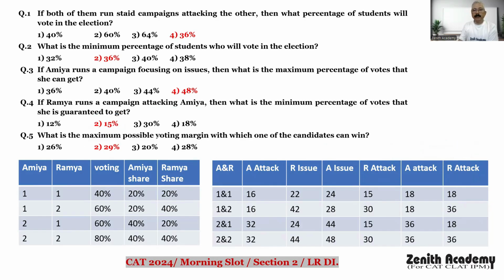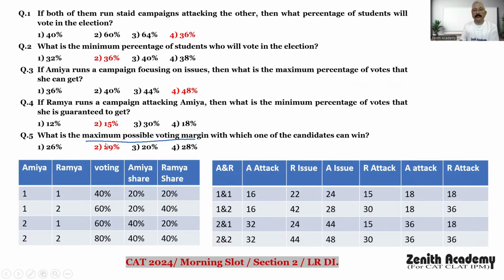Question number 5. What is the maximum possible voting margin with which one of the following can win? Maximum possible voting margin. So here, we have to find the maximum possible voting margin from many different combinations.